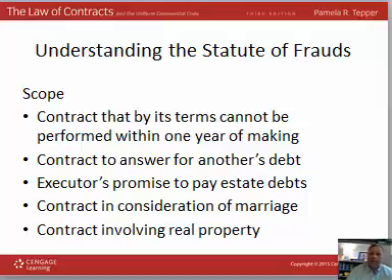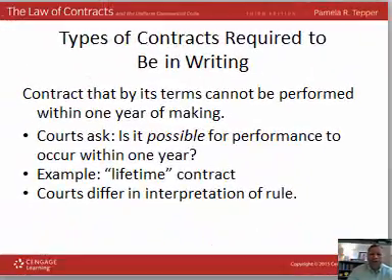So what kind of contracts do require a writing under the Statute of Frauds? Well, any contract that by its terms cannot be performed within 1 year of making, any contract to answer for someone else's debt, when dealing with estate law, an executor's promise to pay the estate's debts, any contract dealing with marriage, and any contract involving real property. So let's take a look at each one of those.